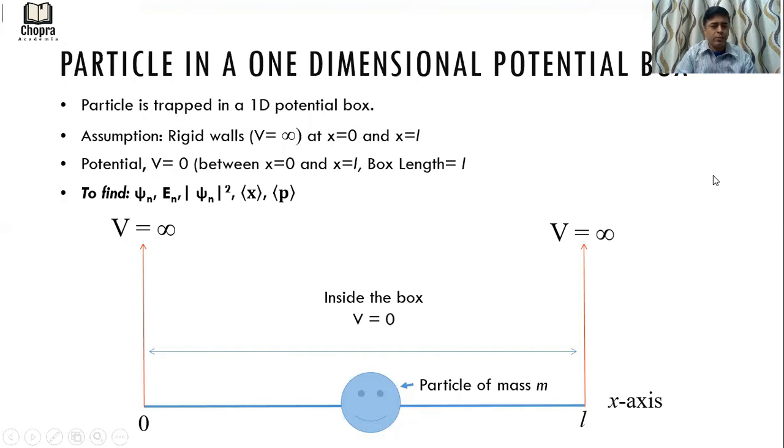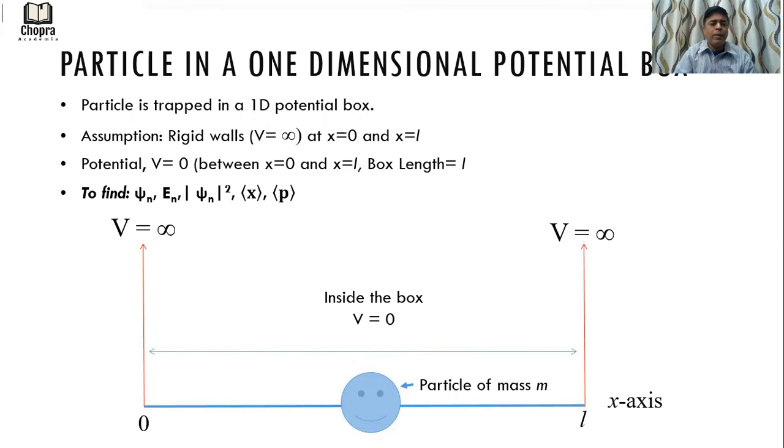m is lying. The idea of this derivation is to find the eigenfunction specific for this system, the eigenvalues, which are the energy eigenvalues, the probability density once we know the eigenfunction, and the expectation values of the position and momentum. So let us get started now.